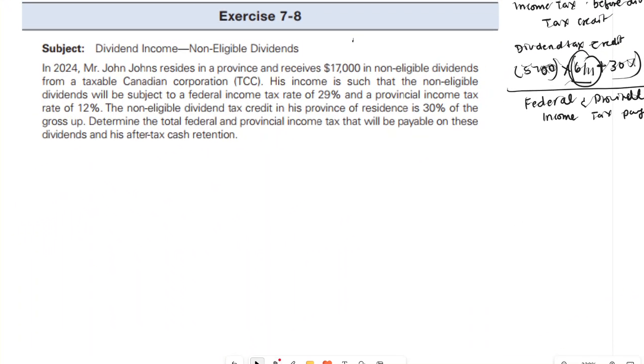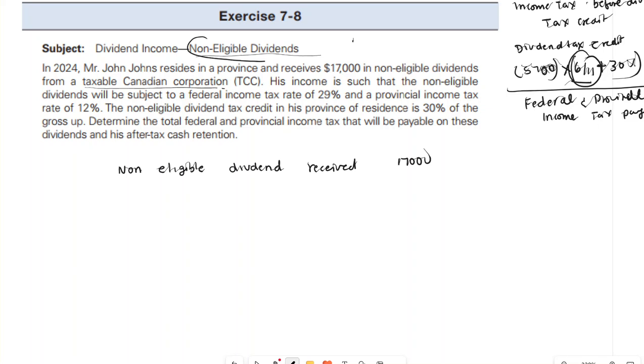So let's go to the next one. The next question is that we have a non-eligible dividend. Let's look at it and see what happens. It's from a Canadian corporation, but it is non-eligible, so we call it private corporations. Mr. John received a non-eligible dividend, and that is 17,000.